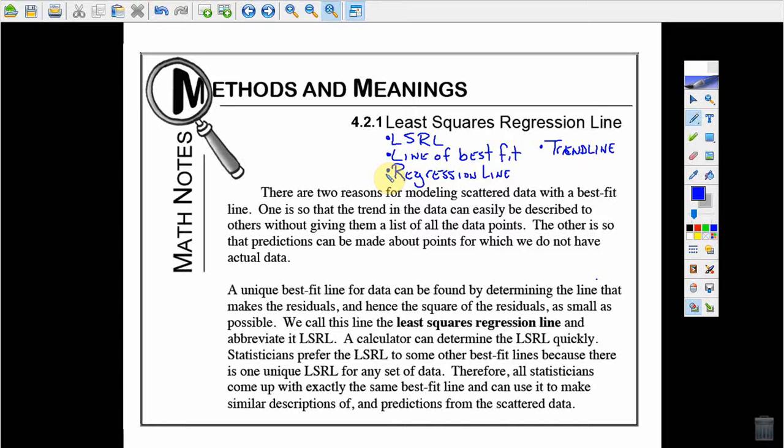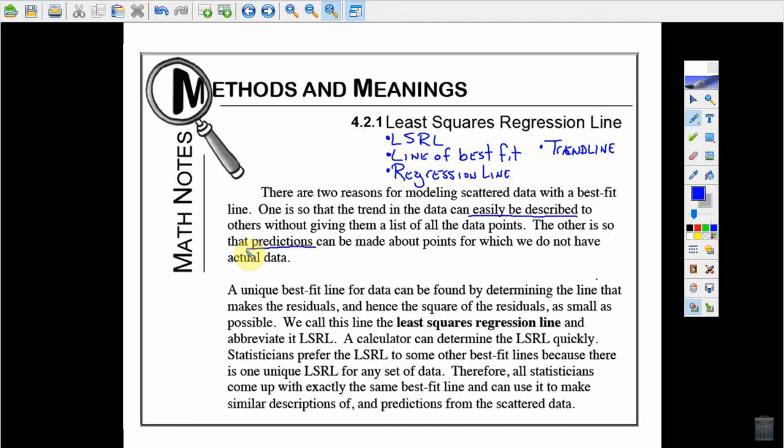There's two reasons for modeling scattered data with the best fit line. One is so that the trend in the data can be easily described to others, without giving them a list of all the data points. The other is so that predictions can be made about points for which we do not have actual data.